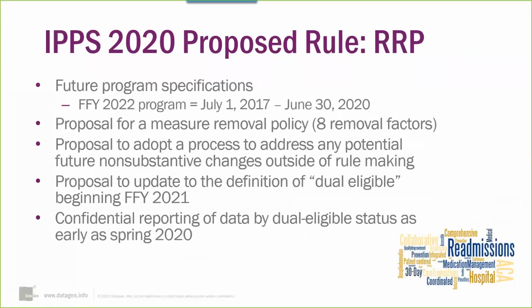CMS is also proposing a measure removal policy for the readmissions program that includes 8 removal factors. This is the same measure removal policy that they have for other programs currently, like VBP and IQR. And this is just our list of considerations to take into account when deciding if a measure should be removed from the program. This is done on a case-by-case basis. And even if a measure meets the criteria, one or more of them to be removed, this does not mean the measure will definitely be removed. It may be retained if the benefits of the measure outweigh those drawbacks based on the criteria.